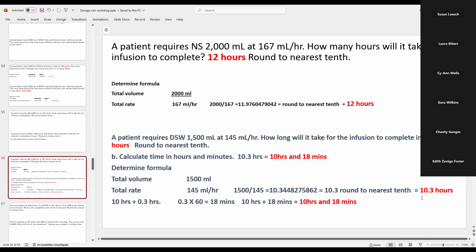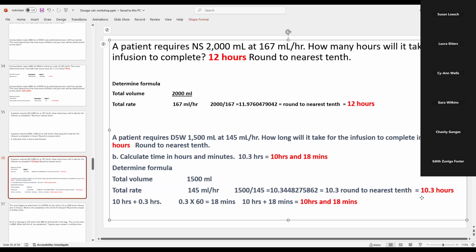Look on my screen. Can you see the slide on my screen? Yes. You see how I break it down there? I put 10 hours plus 0.3 hours. The 0.3 is the fraction of the hour. You have to multiply that times 60 to get your minutes. Okay, I got it. Thank you. Any other questions on this? I was confused on that too, but I got it. Thanks. Good. On the next one, you're going to have to do this.